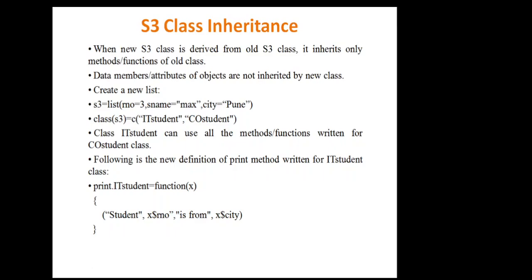So here, instead of using the print function of the CO student class, I am creating a new print function for the IT student class. So print.IT student equal to function, it receives one parameter, that is the name of the object, and here I want to print a message like this: student 1 is from Mumbai. So I can overload the print function of the CO student class, which is inherited by the IT student class, by using this syntax.